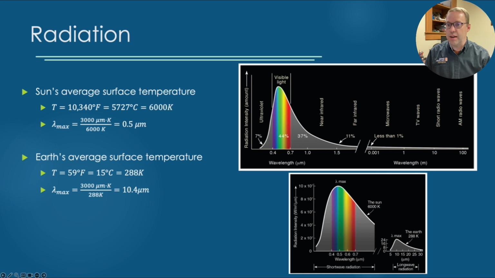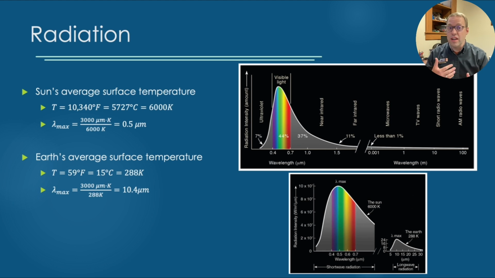So here is a good summary of what we saw. The sun has a temperature of 6,000 Kelvin, gives off a peak wavelength of half a micrometer, which is 500 nanometers. The Earth's temperature is 288 Kelvin, giving off a peak wavelength of 10.4 micrometers. That would be infrared radiation.